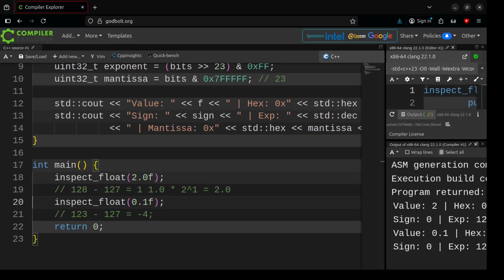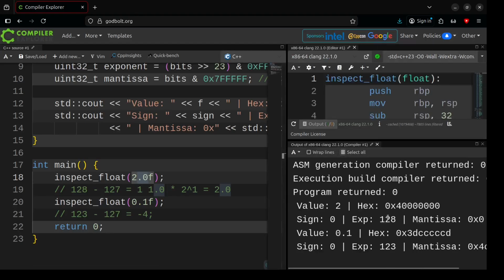So let's talk about the hidden bit. Let's look at the 2.0 example. Its Mantissa is all zeros. And if the Mantissa is 0, how do we get that 1.0 multiplied by 2 to the power of 1? Where does that 1.0 come from? And here comes the hidden bit.